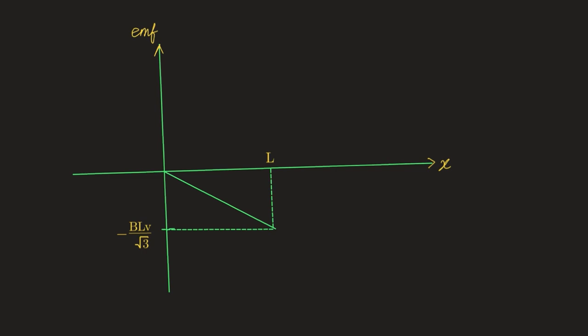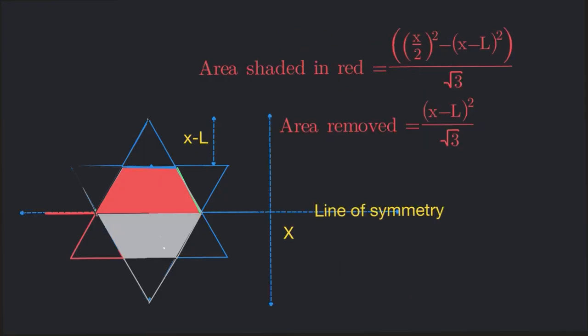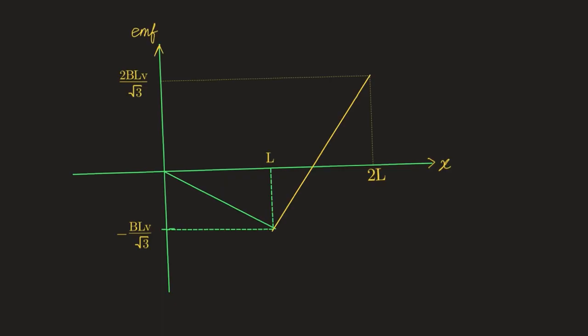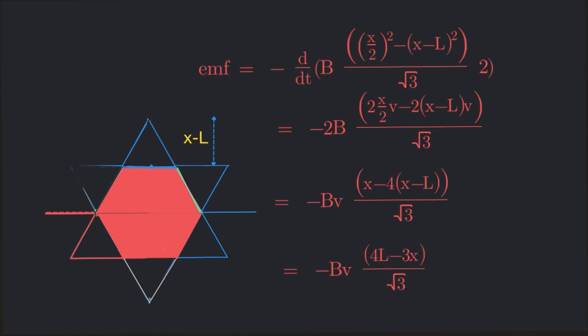So it's a linear graph. This is the graph of the first part, when x moved is less than or equal to L. At L, the EMF was minus BLV by root 3. You can verify this. This was the expression, minus BLV by root 3 at x equal to L. And at x equal to 2L, this EMF is 2 times BLV by root 3. Again verify this: in this expression, if you put x equal to 2L, you'll get 2 BLV by root 3.